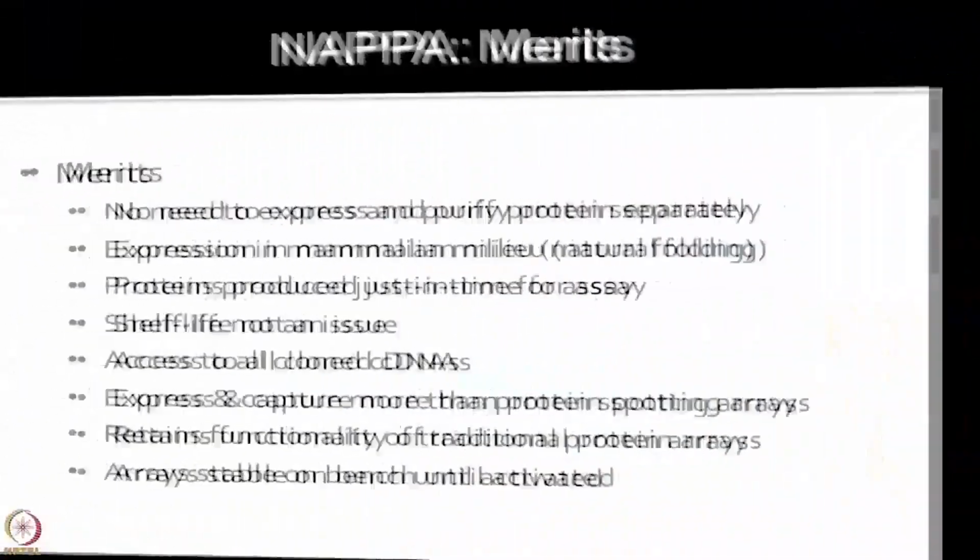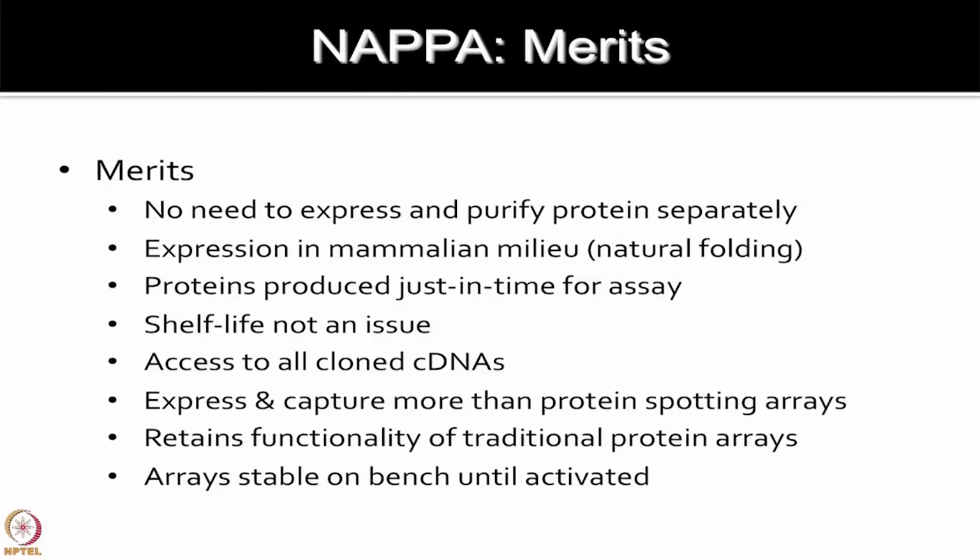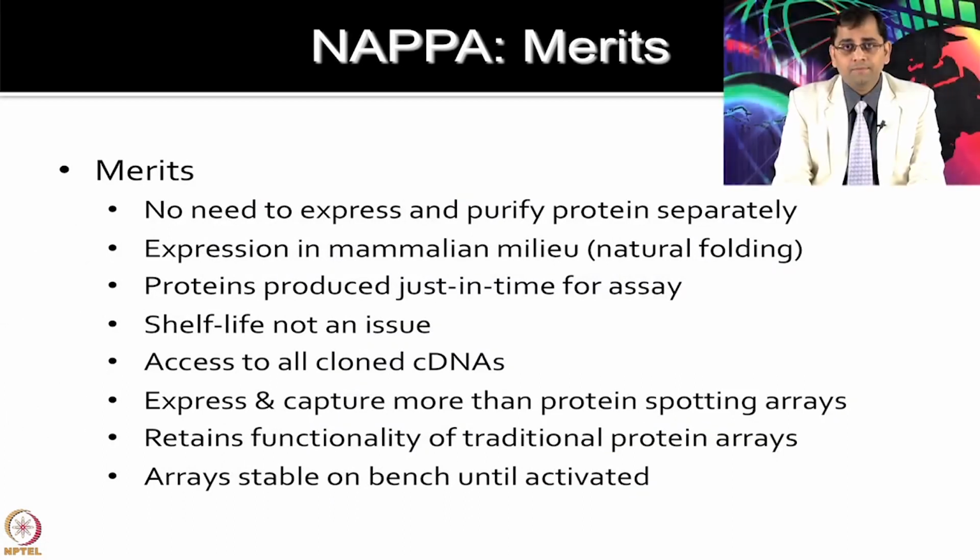There are many merits of using NAPA arrays. You do not need to express and purify the protein separately; you are simply using your cDNA and making the protein on the chip. If you are interested in looking at mammalian proteins, then if you use an in vitro transcription translation mix made from rabbit reticulocyte lysate, or RRL, that will be very close for the mammalian proteins to get expressed, which will also help with the natural folding of the proteins.